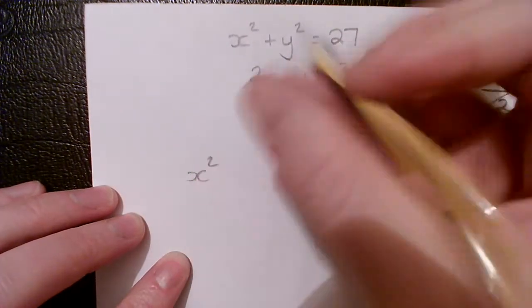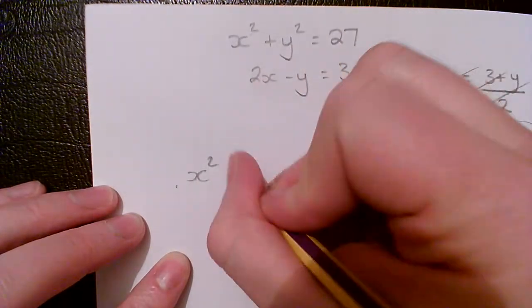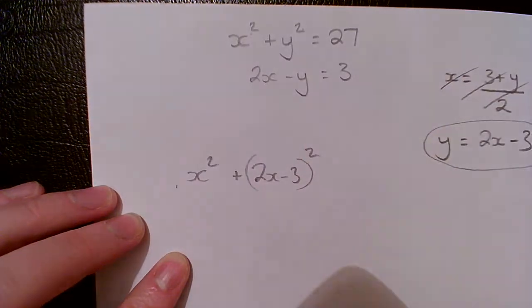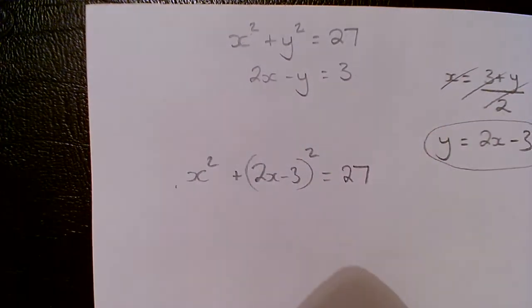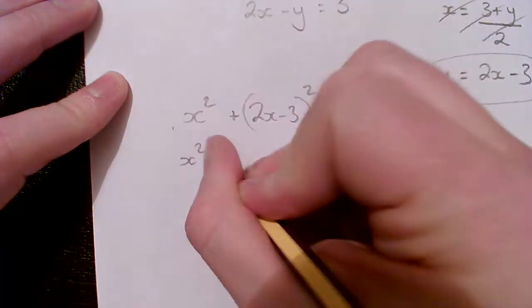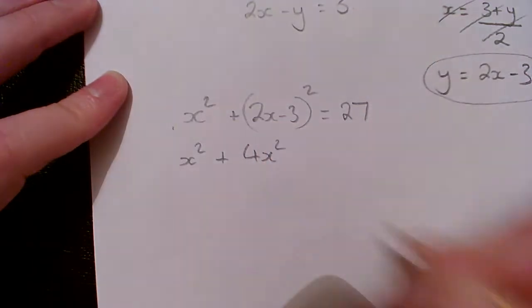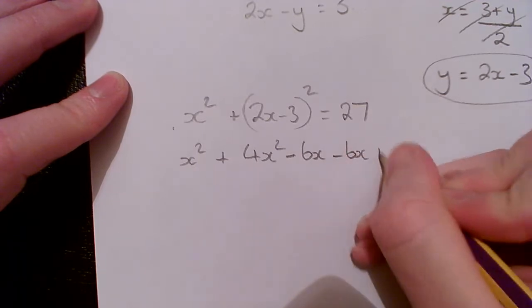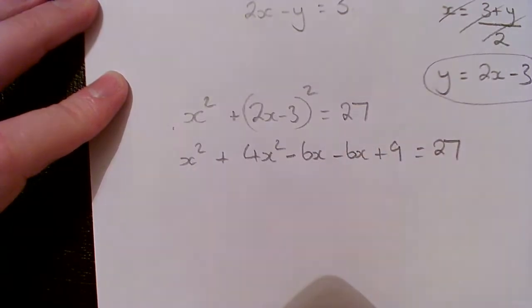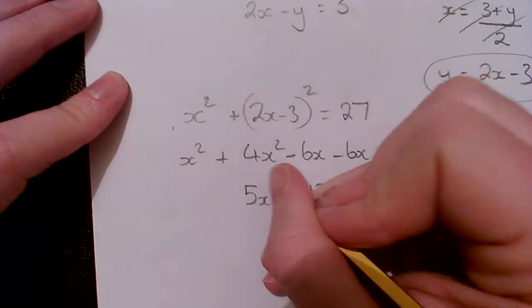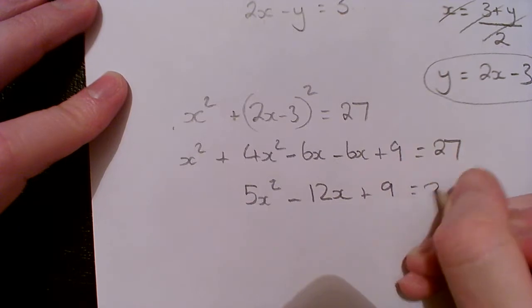So let's write that out. There's the x squared plus, now instead of y, I'm putting 2x minus 3 squared equals 27. So it's quite similar to last time now. The method's going to be the same. So I'm going to expand that bracket, which will leave me with 4x squared minus 6x plus 9. Put together what I can. So I've got 5x squared minus 12x plus 9 equals 27.